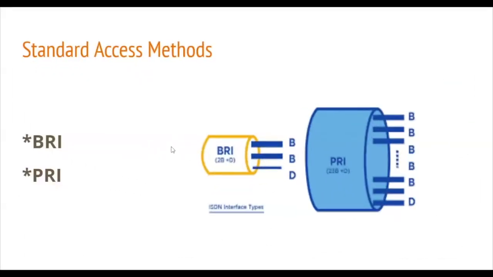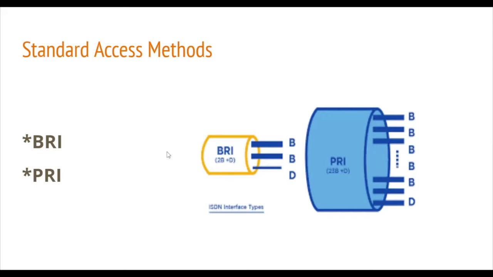I'm going to tell you about the standard access methods. There are two access methods that are BRI and PRI. A single BRI or PRI interface provides a multiplexed group of B and D channels. PRI uses 23 B channels of 64 kilobits per second, plus one 64 kilobits per second D channel. BRI offers two B channels of 64 kilobits per second and one 16 kilobits per second D channel.